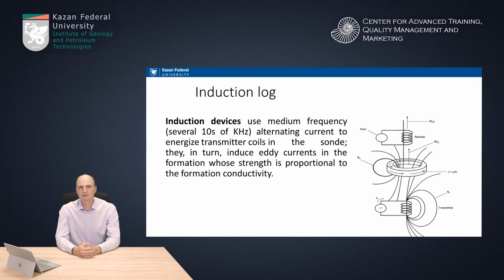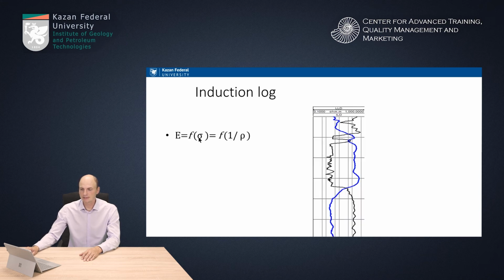Induction log is a special tool designed to measure electromagnetic waves. In this method, we are forcing the electromagnetic wave from the induction coil into the formation. These electromagnetic waves interact with the rocks, and the rocks in turn produce a secondary electromagnetic wave that can be measured on the receiver coil. In the end of the day, the signal that we receive is proportional to the formation conductivity. So conductivity is a property of the rock that shows us the possibility for the electrical current to flow through this rock.